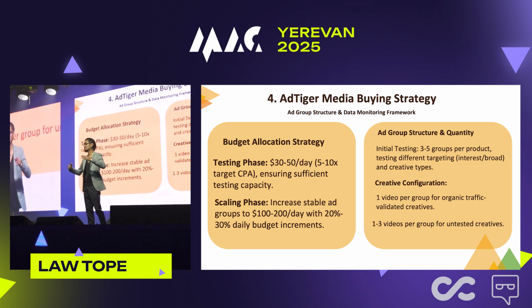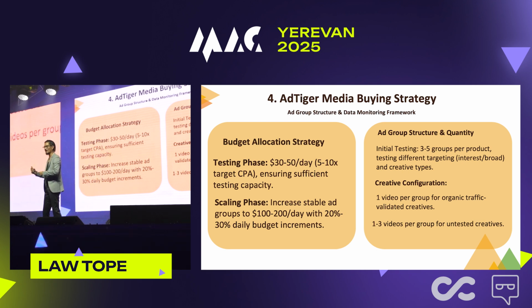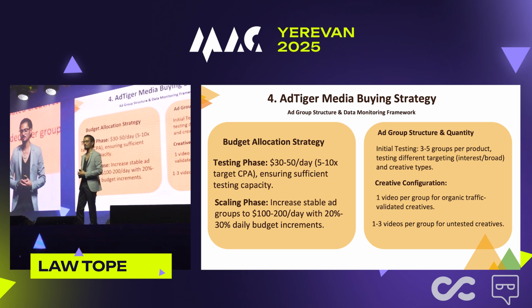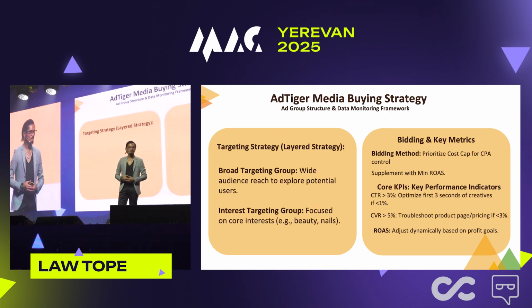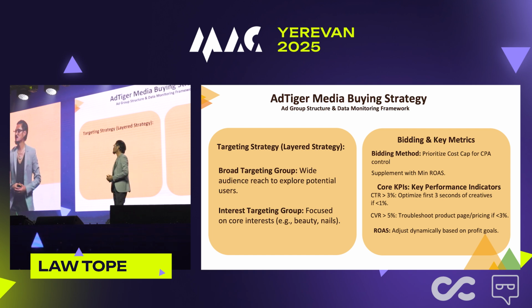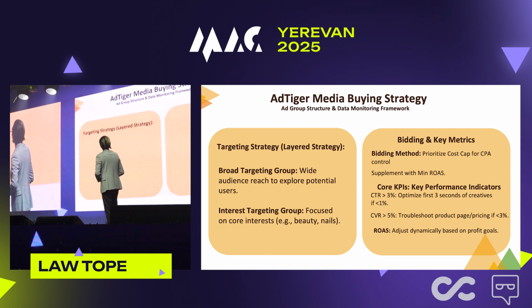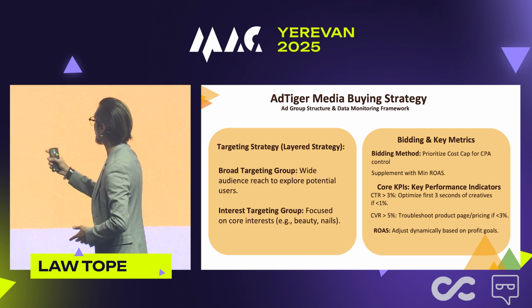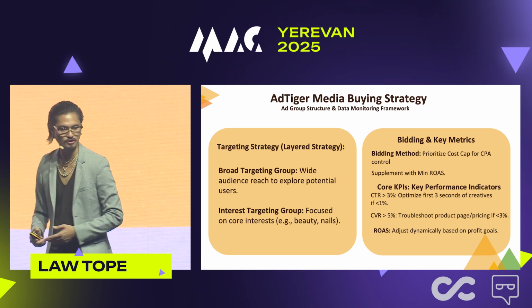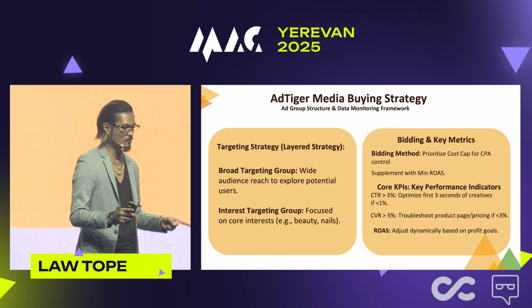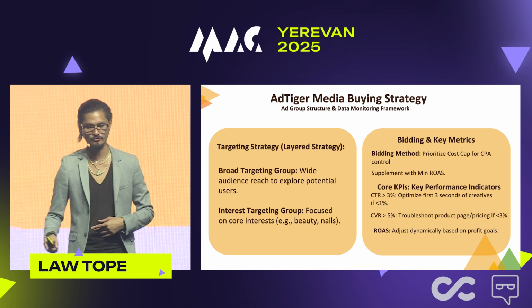I know it's a lot for you to take in, so that's why I put a lot of information here, so you can download the PowerPoint. Next up, targeting strategy. This is what I call layered strategy, right? Broad targeting group, a wide audience, so that you can reach and explore potential users. Interest groups focus on core interests, like beauty or nails.